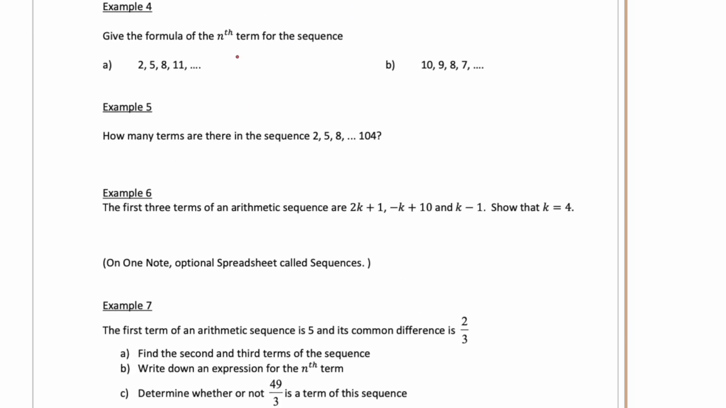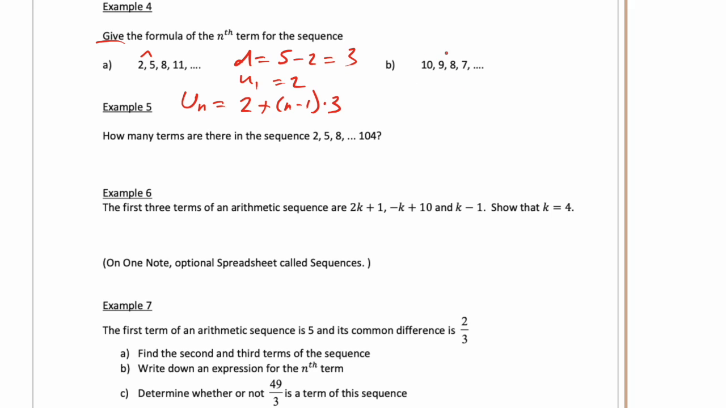Given the formula of the nth sequence, give the formula for the nth term of the sequence. So again, we just identify what the D is. D equals 5 minus 2, which is 3. And U1, of course, is 2. That's the first term. So the formula is Un equals 2 plus n minus 1 times 3.